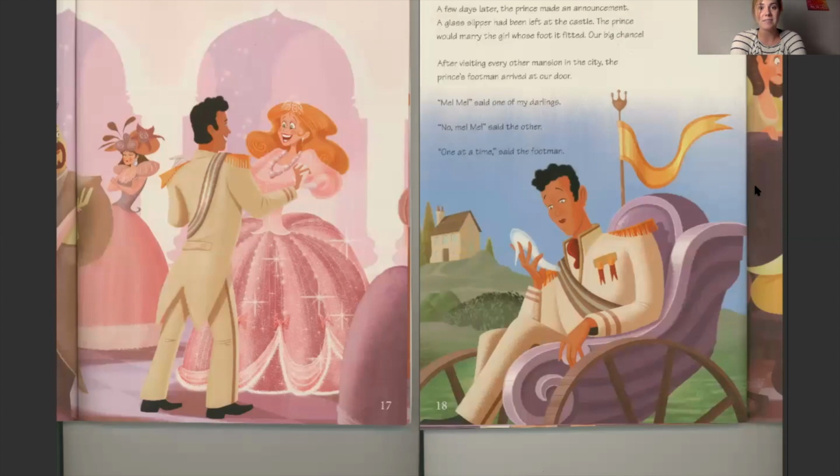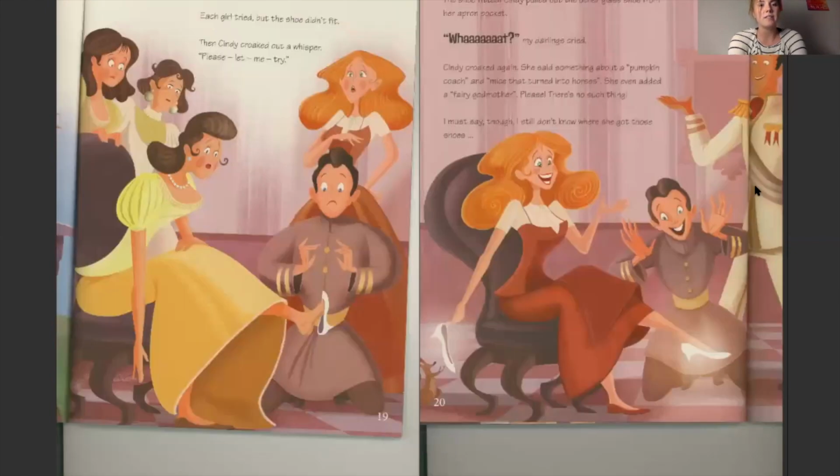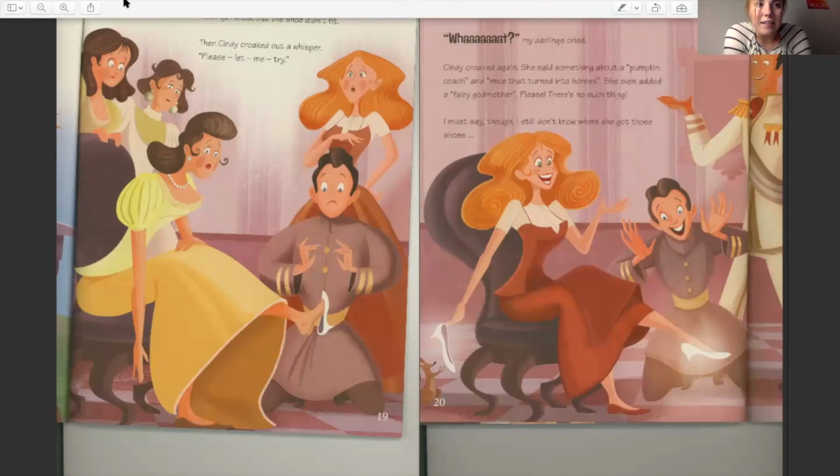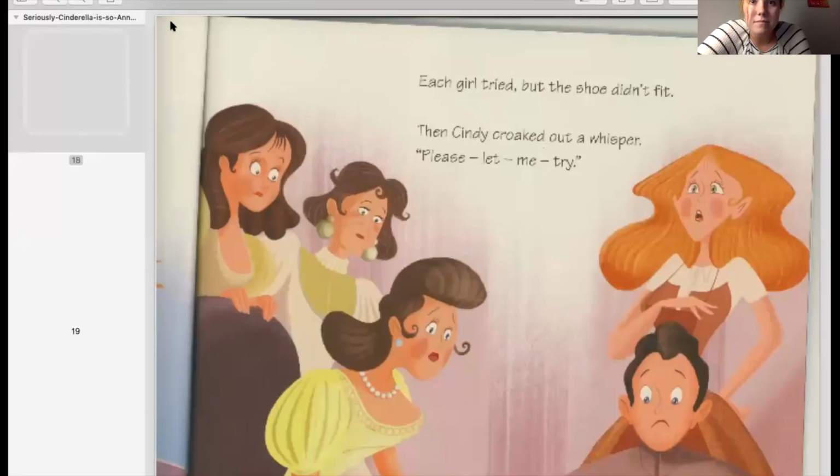Our big chance! After visiting every other mansion in the city, the prince's footman arrived at our door. Me, said one of my darlings. No, me, said the other. One at a time, said the footman. Each girl tried, but the shoe didn't fit. Then Cindy croaked out a whisper. Please let me try. Sorry, it is cut off right here. The shoe fit Cindy.